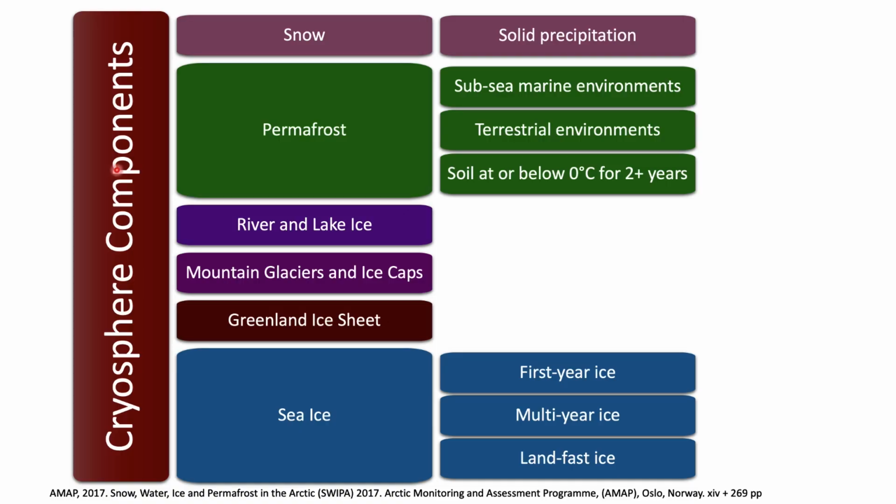So let us look at what the components of the cryosphere are. There are various components. The first one is snow, then we have permafrost, river and lake ice, mountain glaciers and ice caps, the Greenland ice sheet and sea ice. Since we are talking about the Arctic, we have included the Greenland ice sheet also.